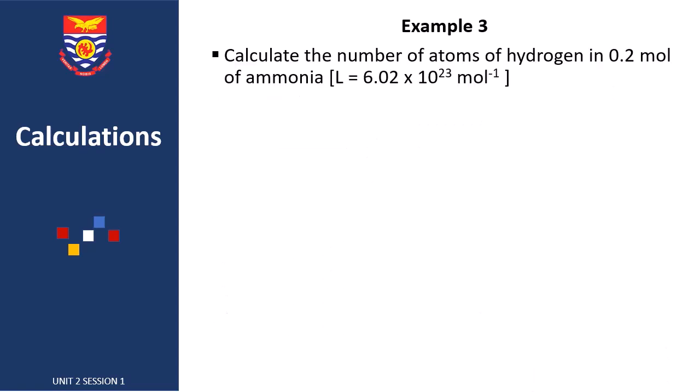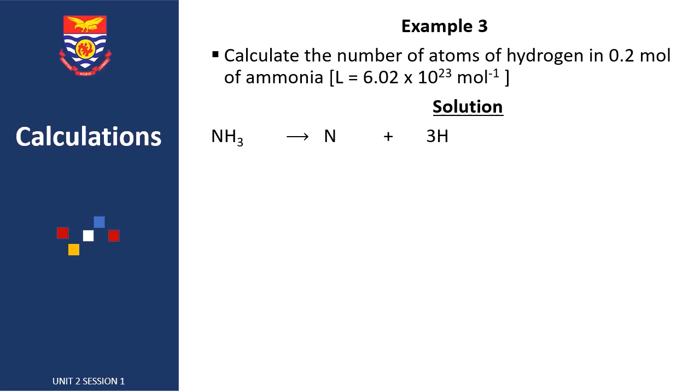Another example is to calculate the number of atoms of hydrogen in 0.2 moles of ammonia. And with this, remember, this time round, we are not expressing in terms of ions, we have to express in terms of atoms. And we know that in ammonia, 1 atom of nitrogen combines with 3 atoms of hydrogen. So we have expressed this in terms of atoms. So we have to do a mole ratio to find the corresponding moles of the hydrogen.